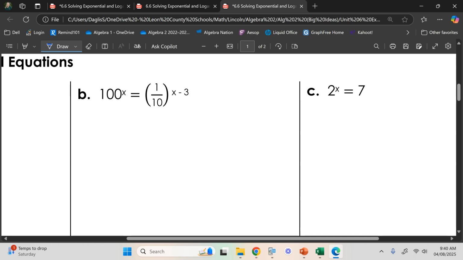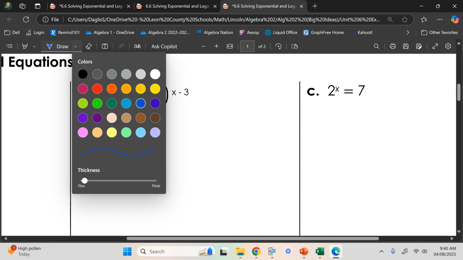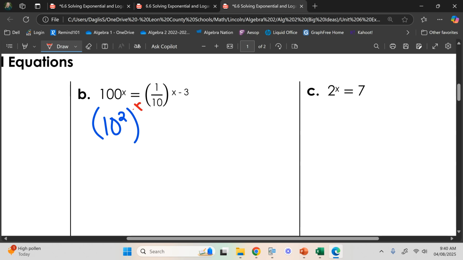10 to the power of, what'd you say? 2. Do we agree with that, the same thing as 100? Okay. We still have the exponent of x here. So power to a power, this simplifies to 10 raised to the 2x.